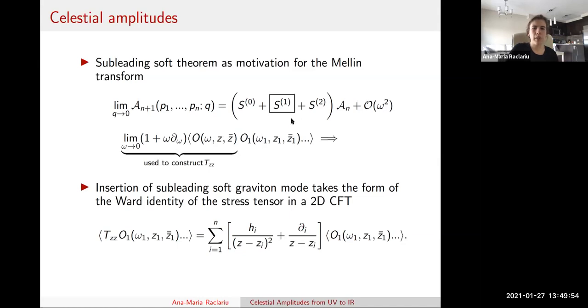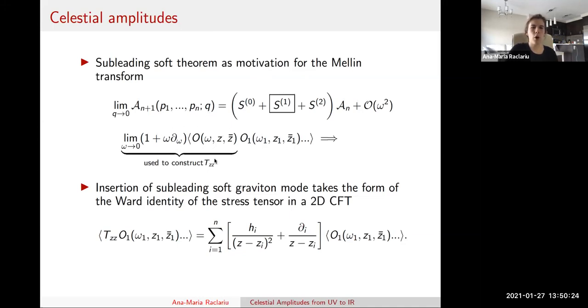But okay, so the idea now is that one can project out or kind of eliminate this leading piece by acting with this projector 1 plus omega d by d omega, which kills this pole in omega, such that one ends up with a relationship which on the right-hand side would start at order 1 in the energy of the graviton.